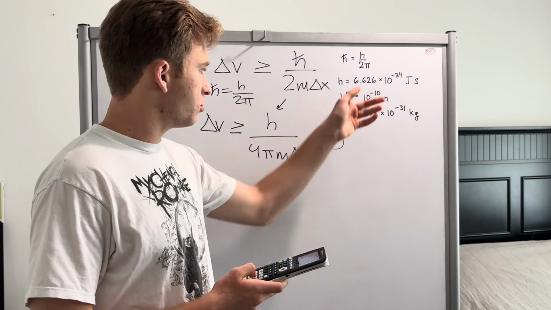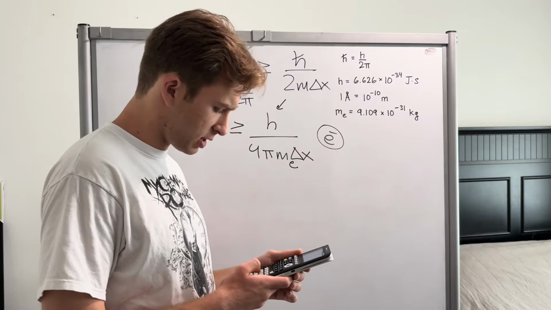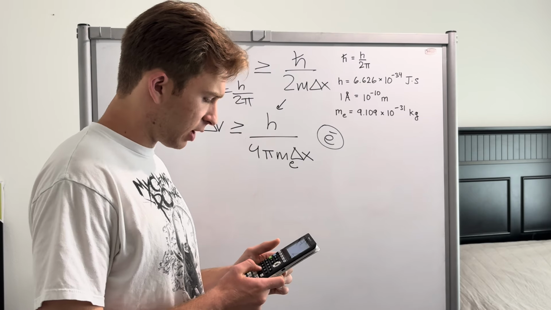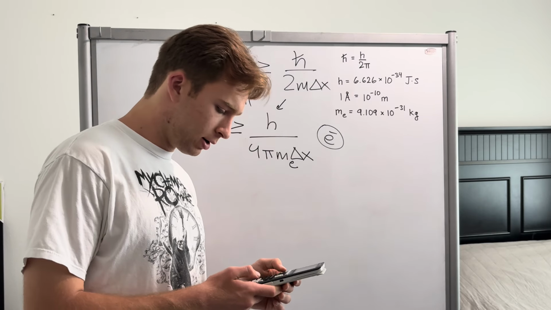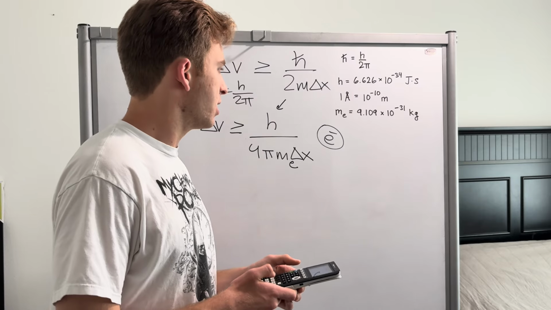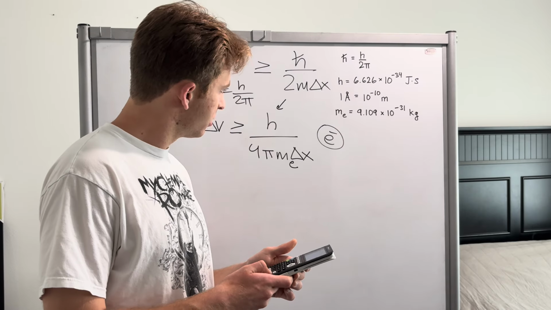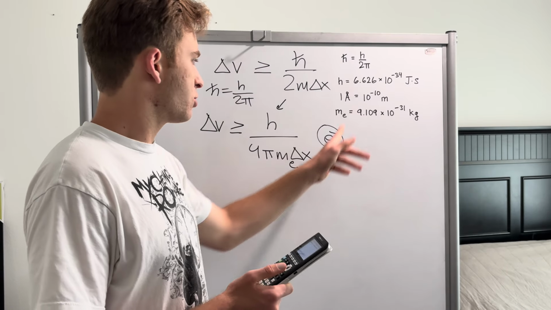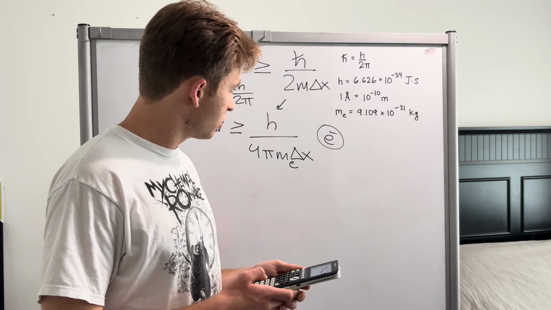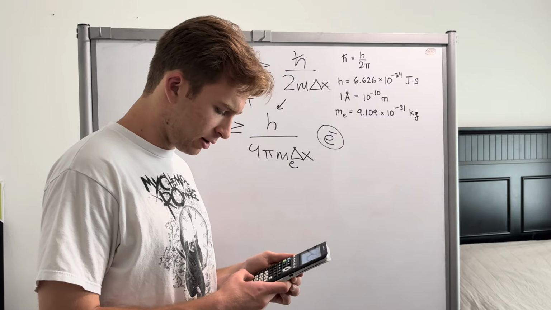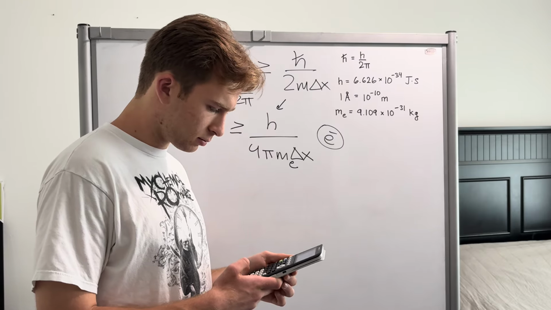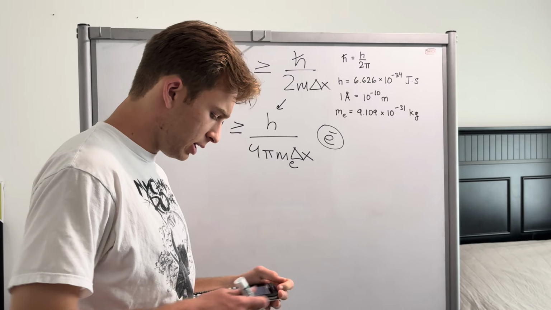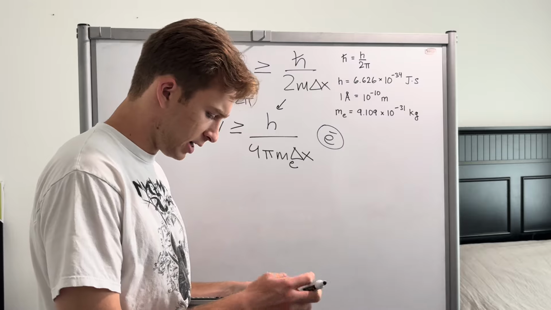So we have h, which is 6.626 times 10 to the negative 34. And we're going to divide that by all of this: 4 times pi times 9.109 times 10 to the negative 31 times our delta x, which is 1 angstrom, which is 10 to the negative 10. And we'll get our answer. And it is a very, very, very big value. I'll write it down here on the board.